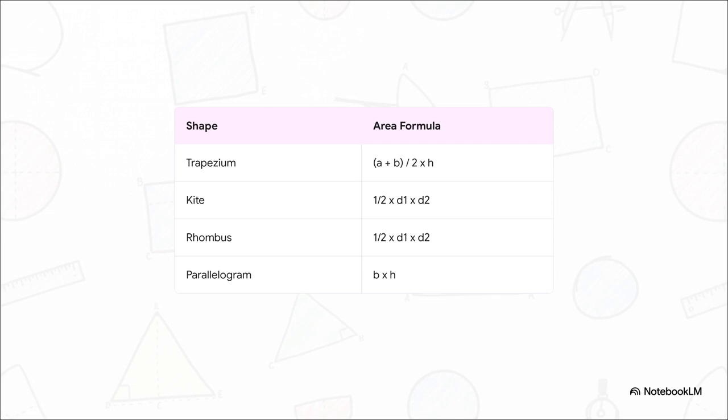The parallelogram is just base times height, exactly like a slanted rectangle. And the trapezium? It just takes the average of the top and bottom parallel sides, labeled A and B, and multiplies that by the height.